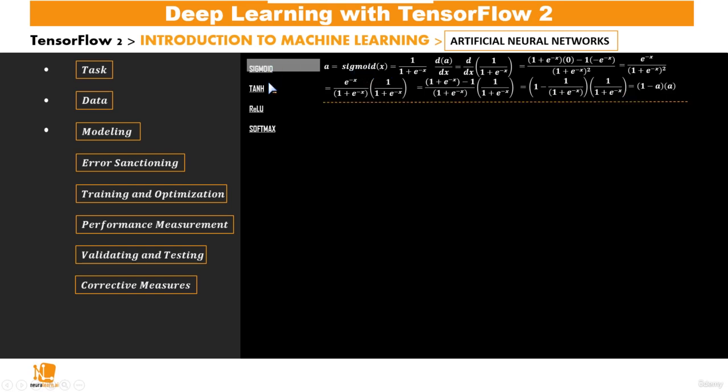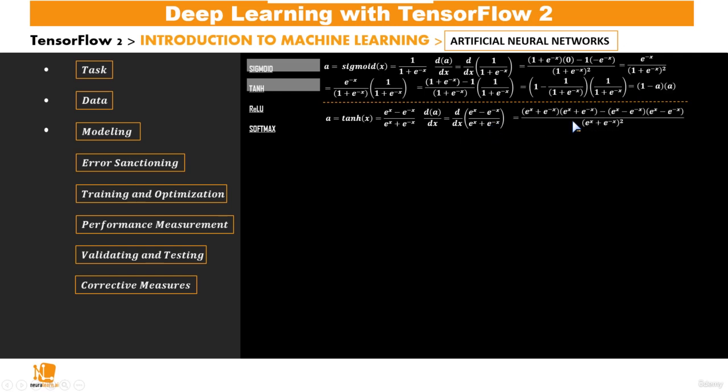We move to the tanh function, the hyperbolic tangent function. A equals tanh of x, which equals e to the x minus e to the negative x divided by e to the x plus e to the negative x. The derivative of a with respect to x is given as this, and we apply the same rule. We have the denominator, e to the x plus e to the negative x, times the derivative of the numerator, which is the derivative of e to the x minus e to the negative x.